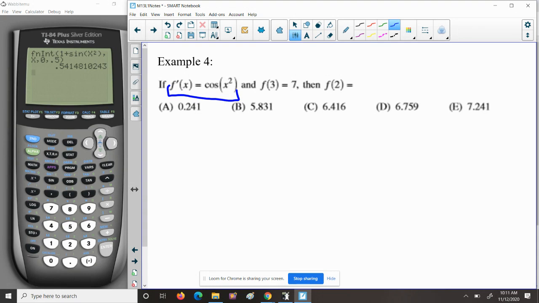If you try to put this even in your 89, you're not going to get an integral. Okay, it's not going to give you that integral function. So this is a very common type of problem on the AP exam. So I want to make sure we've talked about it. Here's what I want you to think about.